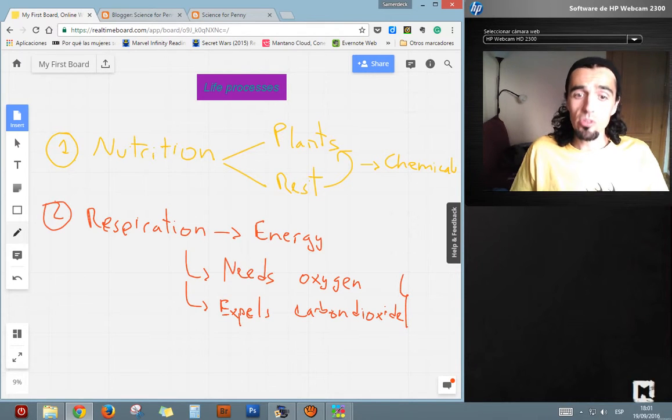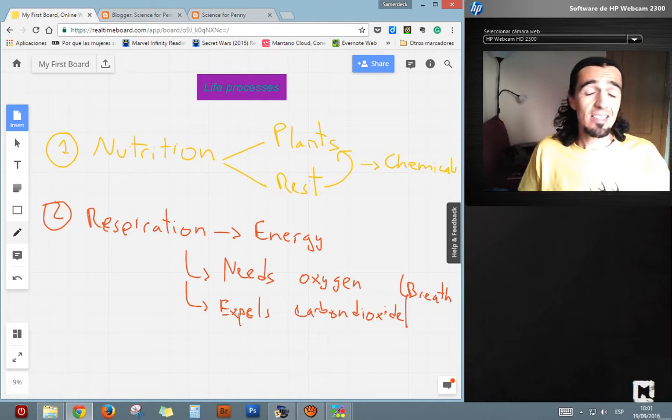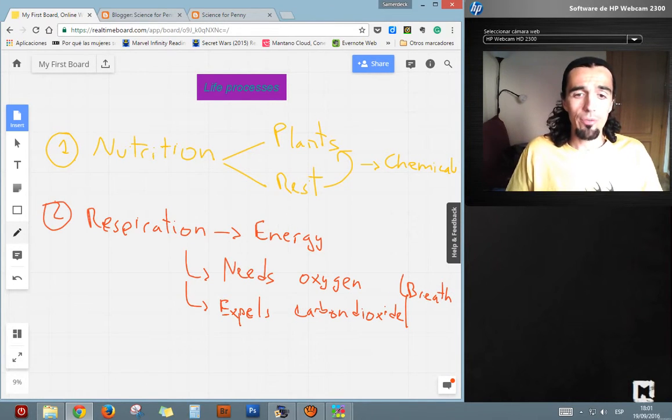And to do this, to get the oxygen in and take the carbon dioxide out, we breathe. So remember, breathing is just a part of the process of respiration, but it's not the same as respiration.